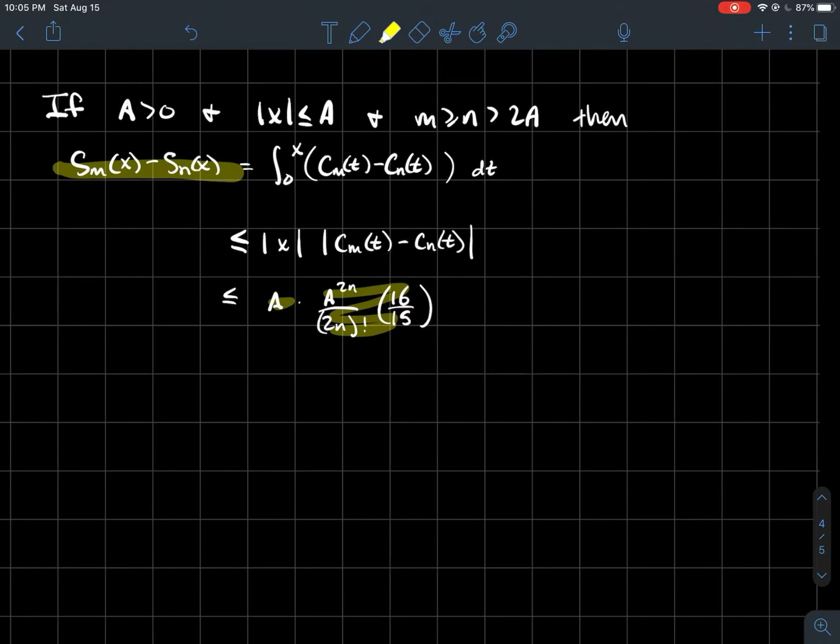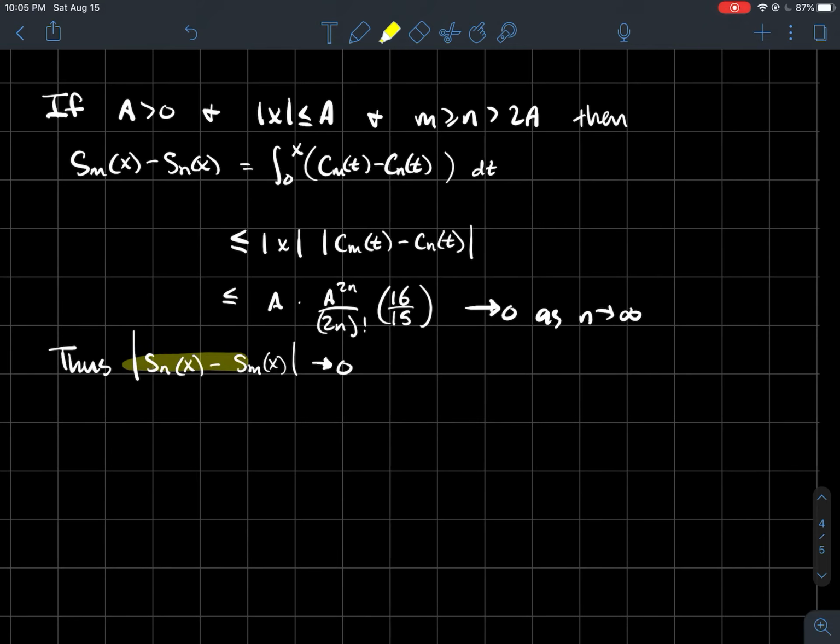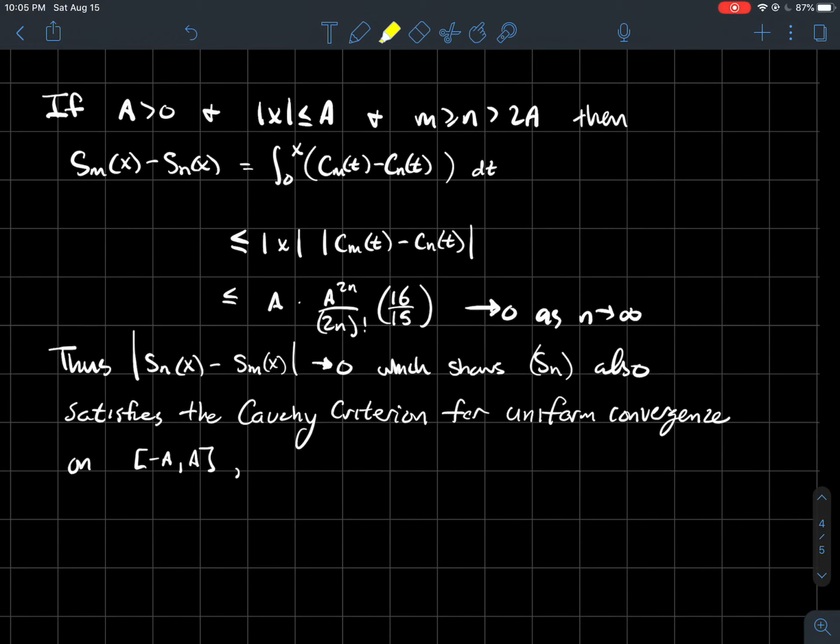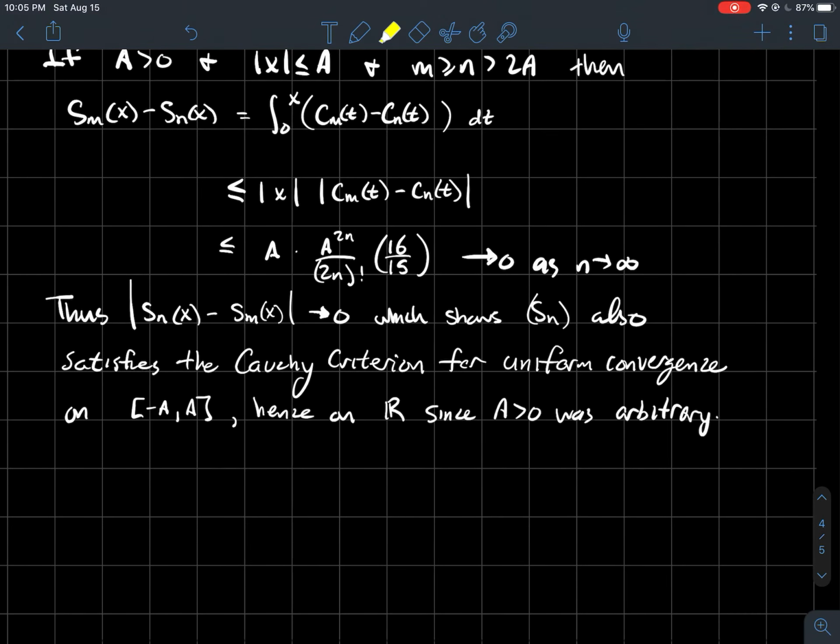So Sm minus Sn of x is less than or equal to this quantity here, which again does not depend on x. And so in particular, same idea, this factorial is going to drag everything to 0 as n goes to infinity. Therefore, what can we say? Well, this difference in absolute value, Sn minus Sm, goes to 0. And so in particular, that shows that the sequence Sn also satisfies the Cauchy criterion for uniform convergence on this interval from minus a to a, and since a was arbitrary, it uniformly converges on the whole real line.